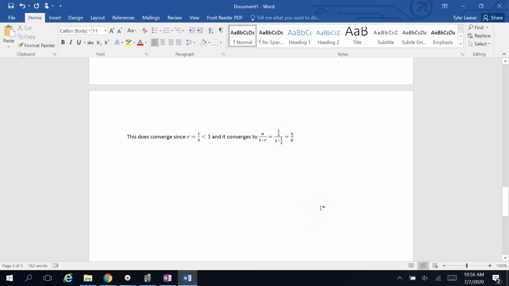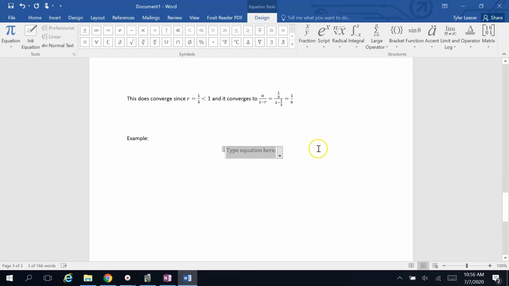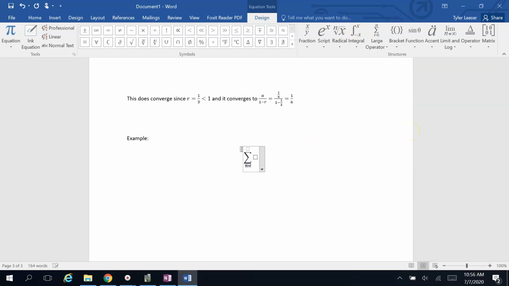Okay, so I have some more examples because these do get a little bit more difficult. So let's look at the next one. Let's look at the infinite series, the sum from n equals 0 to infinity of (-1)^n times 5 over 4^n.